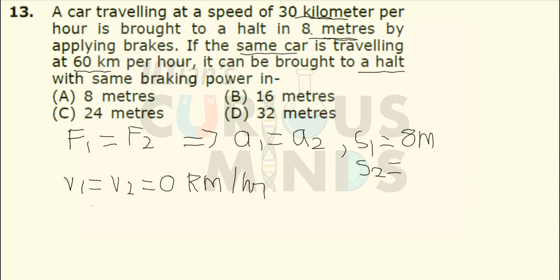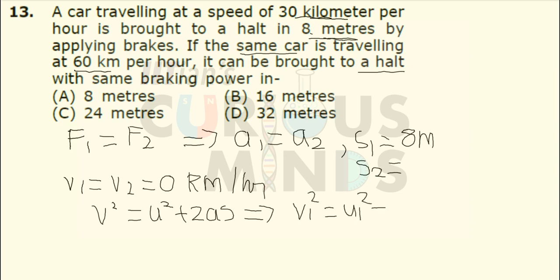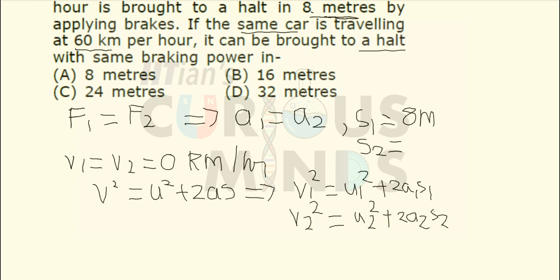Now we will use the formula V square is equal to U square plus 2AS, which implies V1 square is equal to U1 square plus 2A1S1, and similarly V2 square is equal to U2 square plus 2A2S2.